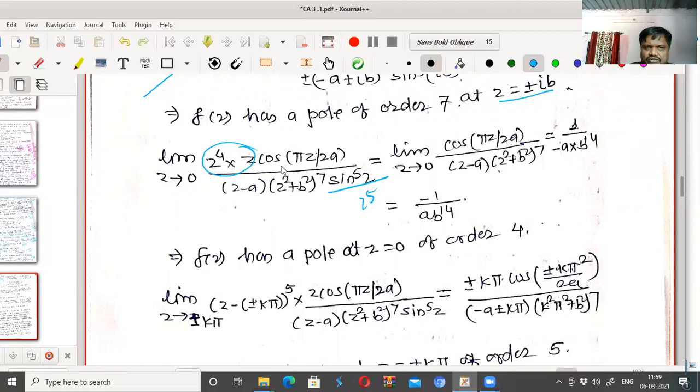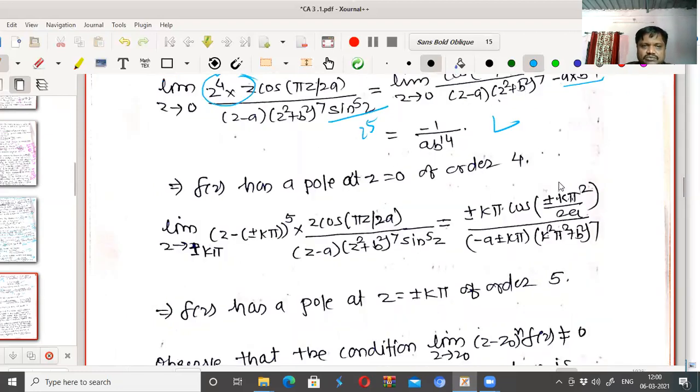And as z tends to 0, this becomes cos z. Cos 0 is 1. As z tends to 0, this becomes minus a, and this becomes b square to the power 7. Isn't it? So it becomes 1 upon minus a into b to the power 14, which is again some finite limit L, that is bounded. Therefore, you are multiplying by z raised to 4. Therefore, z equal to 0 is a pole of order 4 of this given example. f of z has a pole at z equal to 0 of order 4.